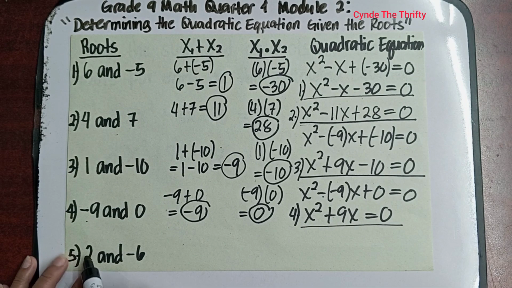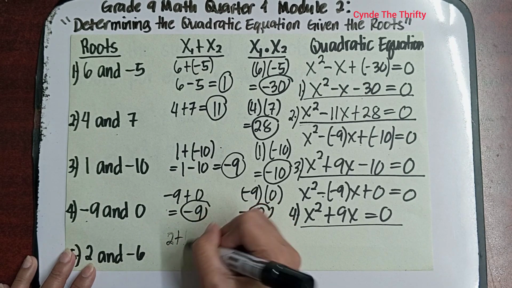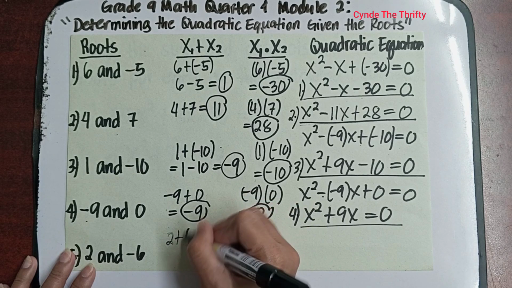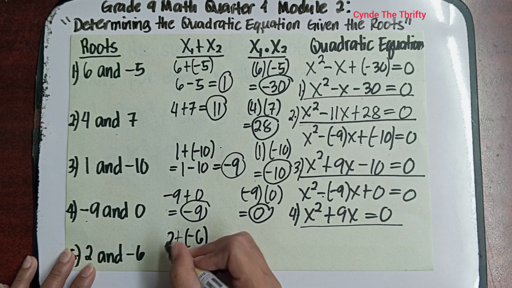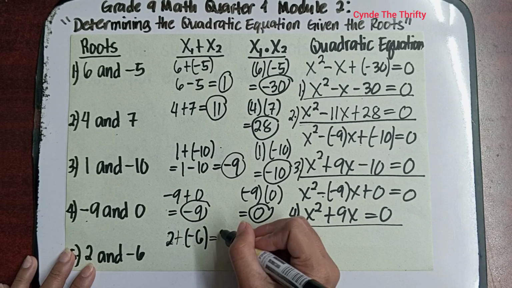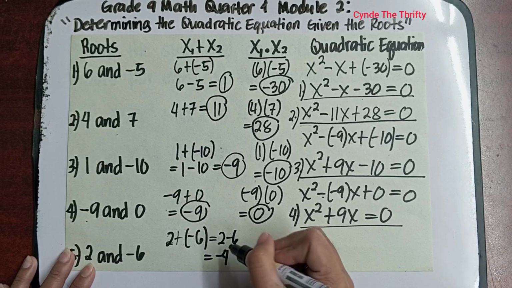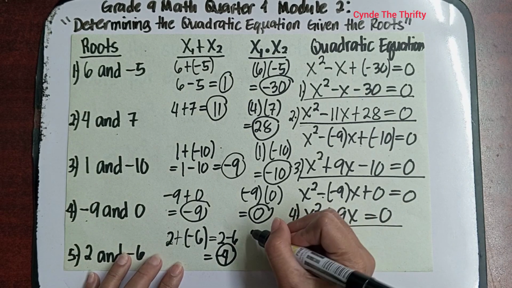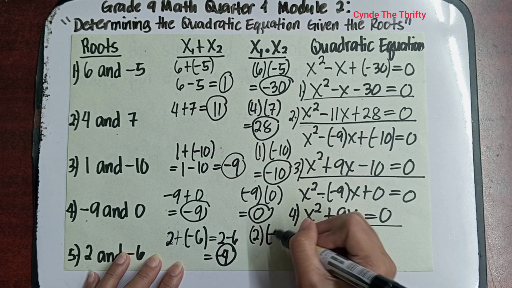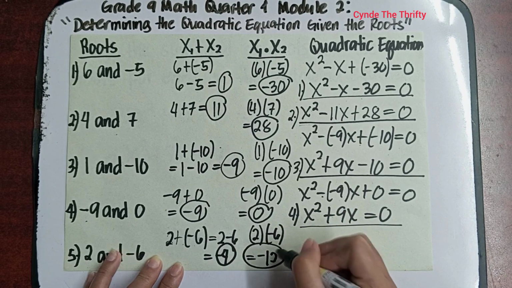Okay, so dito naman tayo sa last example. 2 and negative 6. So, 2 plus negative 6 is equal to 2 minus 6 is equal to negative 4. Okay, so ang sum of roots is negative 4. And then ang product of roots is 2 multiplied by negative 6 is equal to negative 12. Product of roots is negative 12.